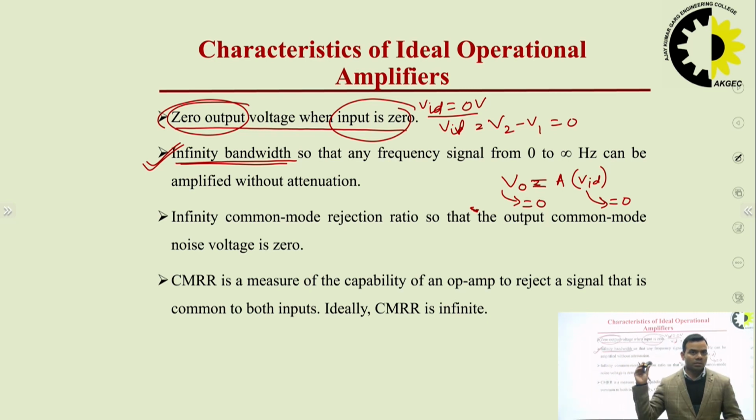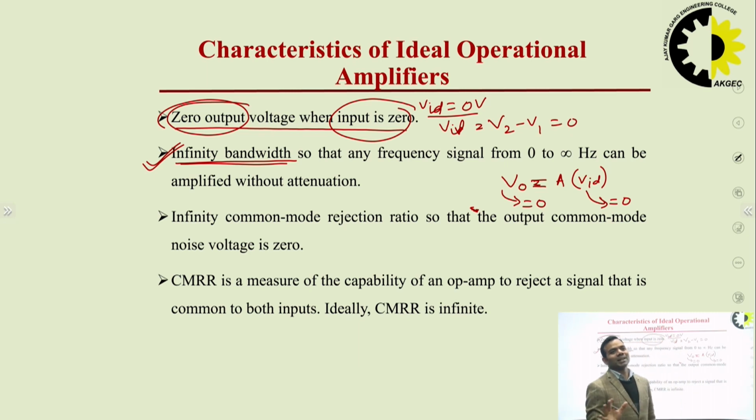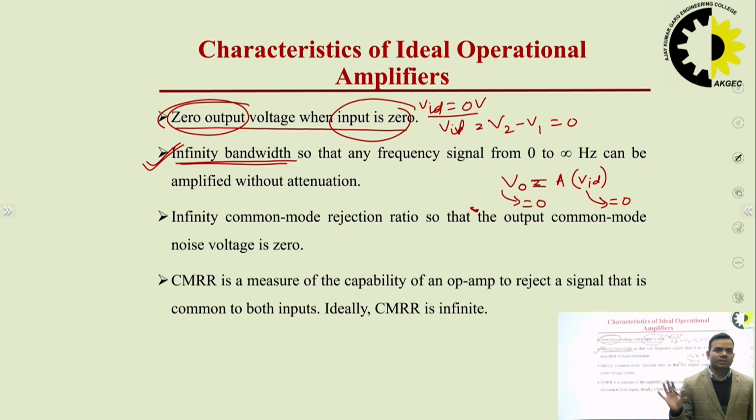This simply means that the signal may have a frequency of 0 kilohertz, 1 megahertz or 1 gigahertz. It will be amplified equally. Okay. Unfortunately, it will never happen. But ideally, we can say that yes, it will amplify all signals irrespective of their frequency.